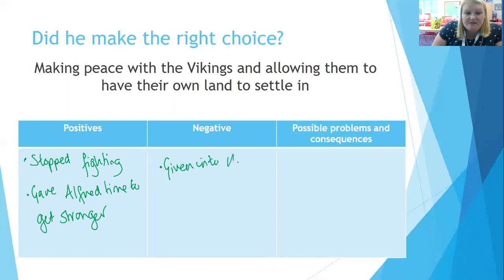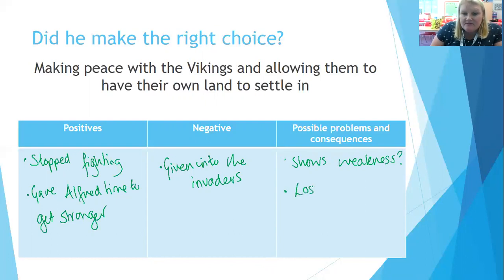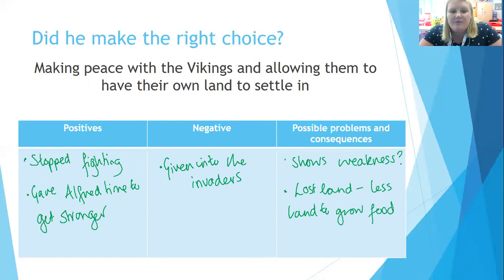to the invaders. Other leaders would see him as weak. So shows weakness maybe. Does it? I'm not sure. What else? Lost land, which means the consequence of that is there's less land to grow food on, which is obviously important for people. So have a think about that and unpause when you're done.